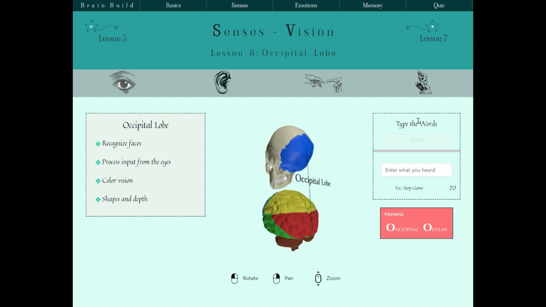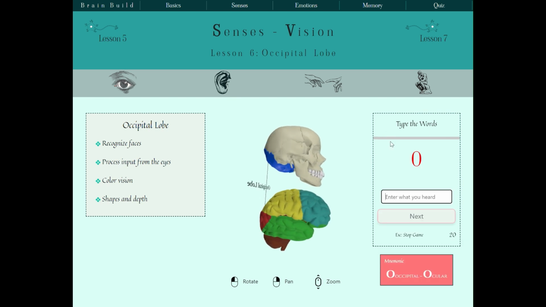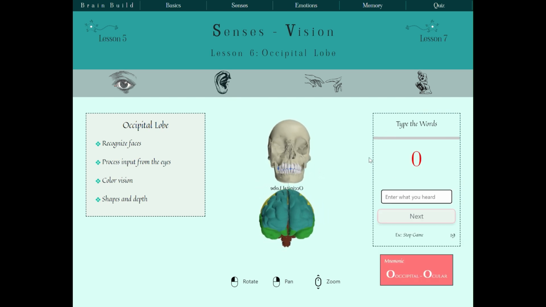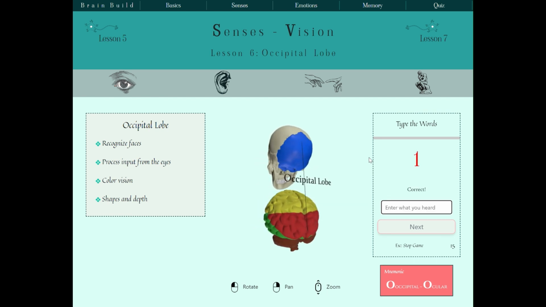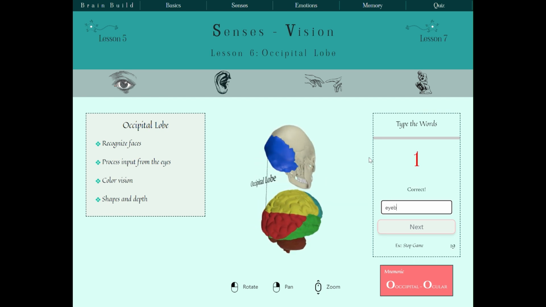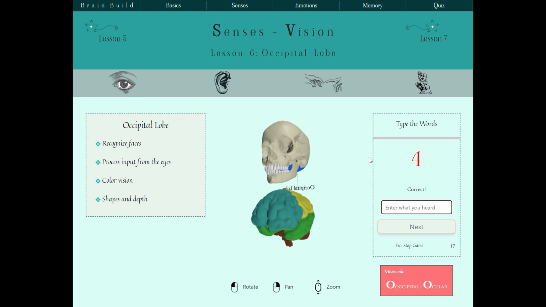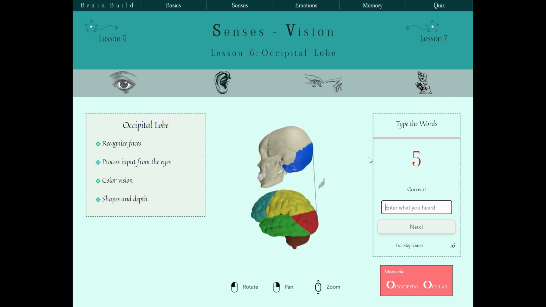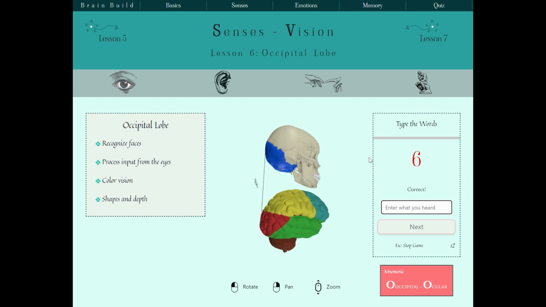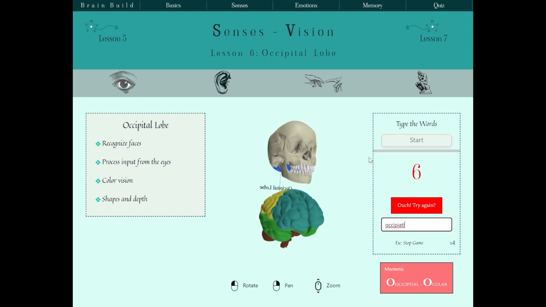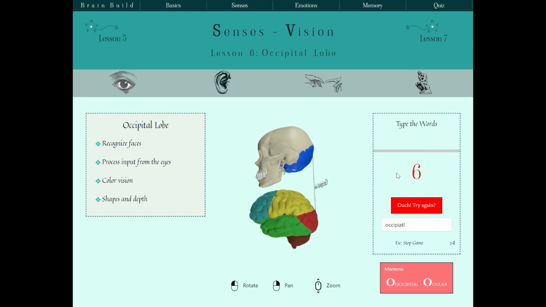Type the words. Okay, this little flashing thing says start, so let's hear what we do here. I see with my occiput. Eyeballs. Ooh, okay. Sight. Eyes. Ocular. Ocularly occipital. Occipital. Ooh, I messed up. Okay. Well, I got 6 out of, well, just 6, I guess.